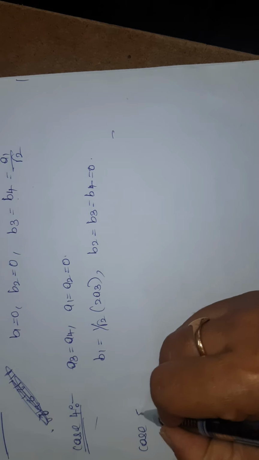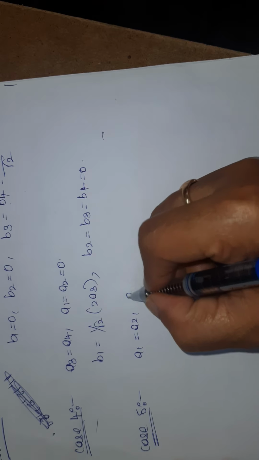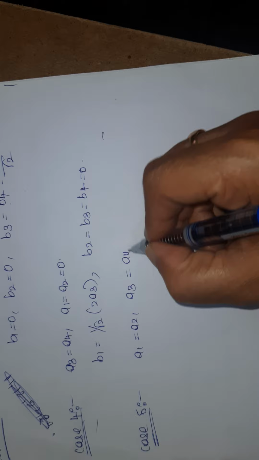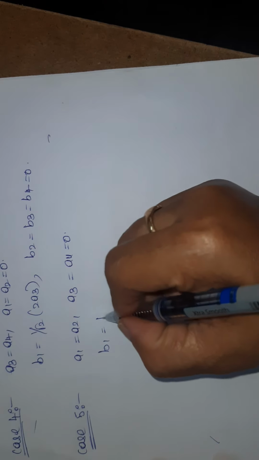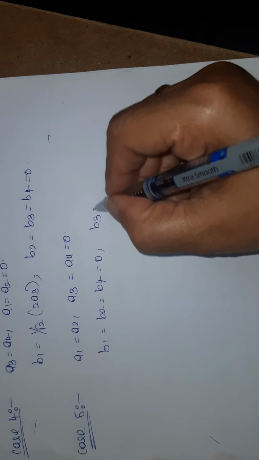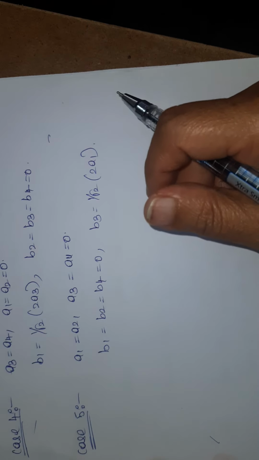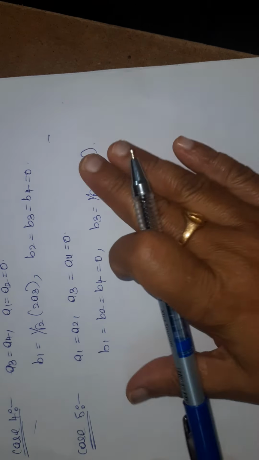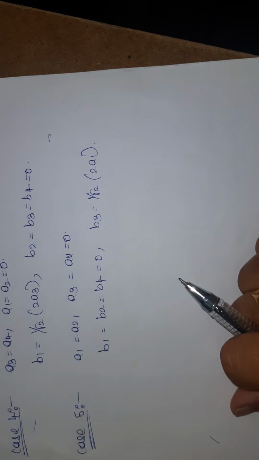Similarly, case 5. A1 is equal to A2, A3 is equal to A4 equal to 0. Then B1 is equal to B2 is equal to B4 is equal to 0. But B3 is equal to 1 by root 2 times of 2 into A1. This is also the additive property. Okay. So this is about the magic T. Thank you.